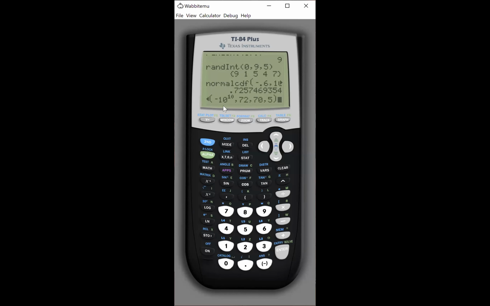So if you're doing this in the calculator and you have to input it, you put negative 10 to the 10 power, comma, 72, comma, 70, comma, 5, close parenthesis, and you press enter. And we're done. So we get the probability that x bar is less than 72 is equal to 0.6554. Any question on how I enter it into the calculator? All right, so let me switch back to my notes.